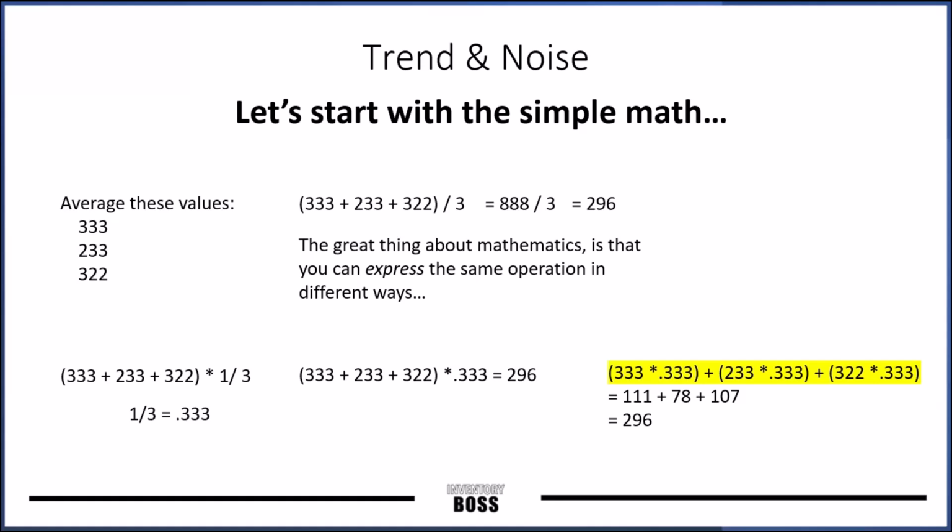Add them all together. 111 plus 78 plus 107 is 296. This is what we're going to start with. And that might sound confusing, but it's going to be really simple on the next slide, so let's get there as fast as we can.